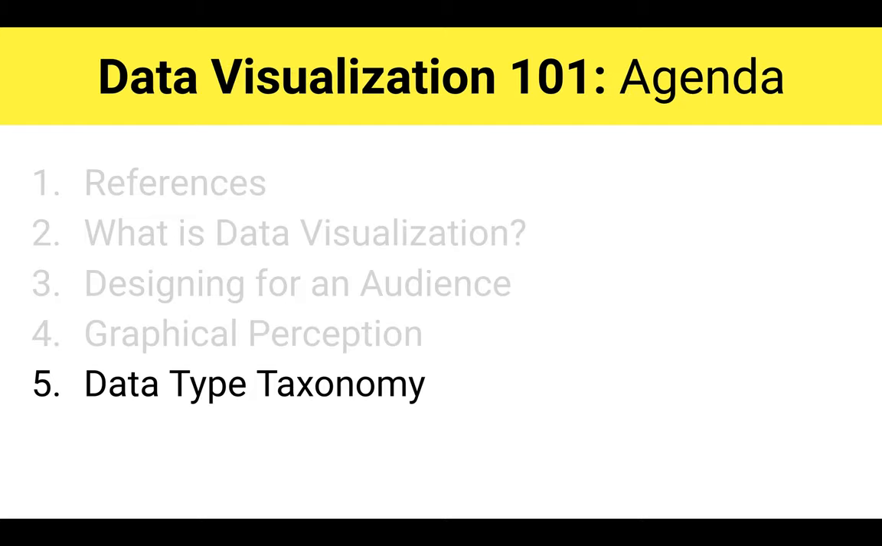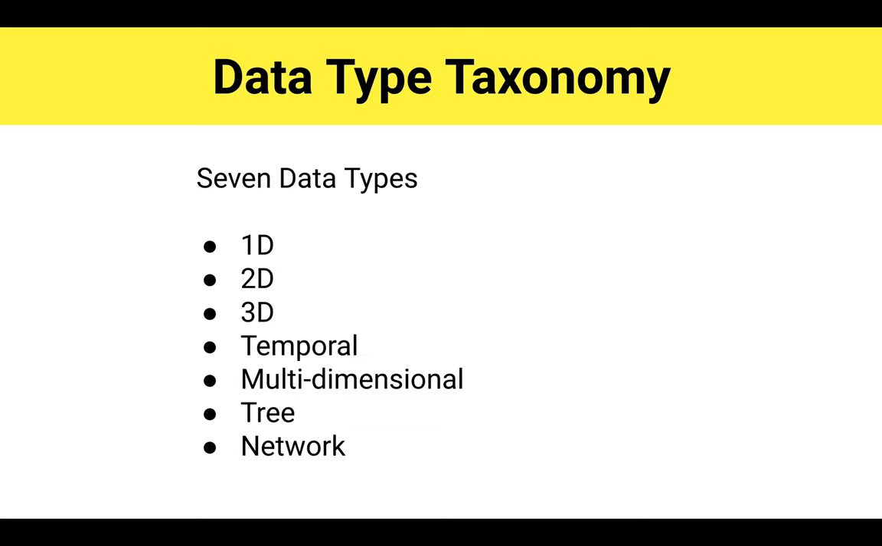In the final section of this video, I'll walk through a discussion on data type taxonomy as presented by Ben Schneiderman, who presents 7 data types: 1D, 2D, 3D, temporal, meaning related to time, multidimensional, meaning more than 3 dimensions, tree, and network.